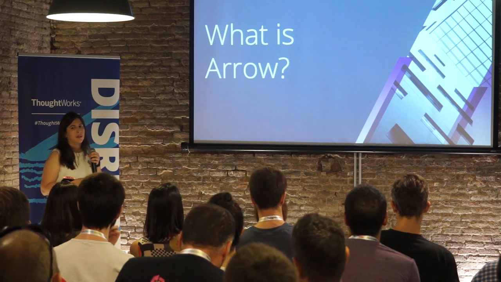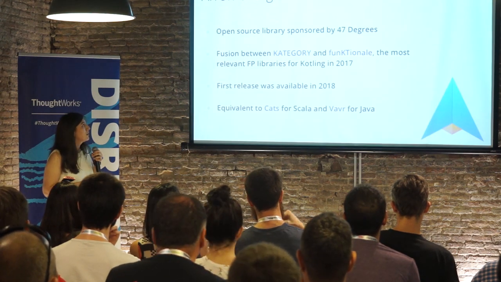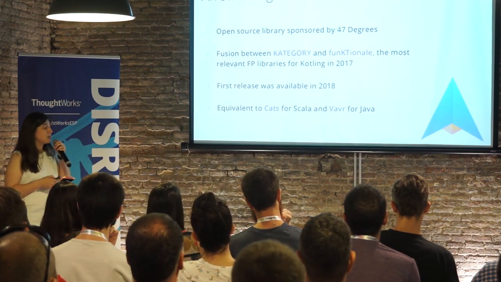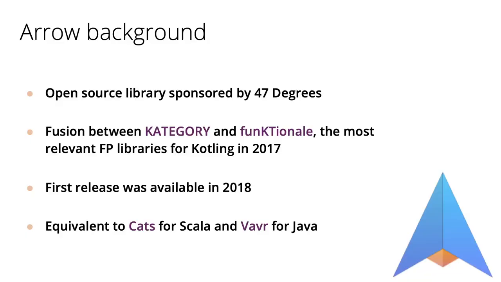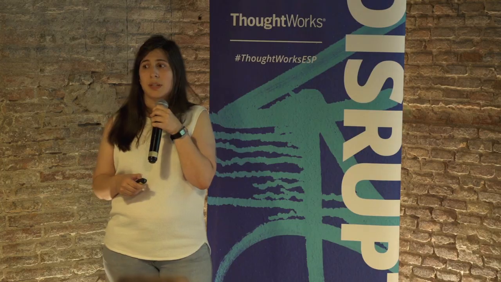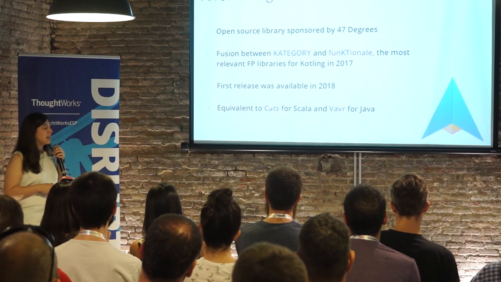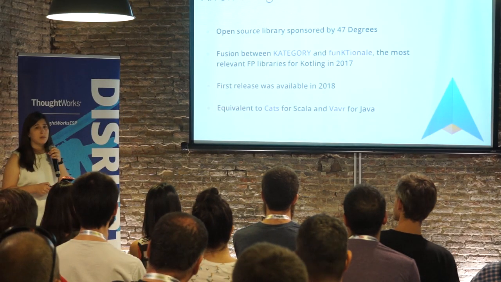So now enters Arrow. Arrow is an open source library sponsored by 47 Degrees. It's a fusion between Kotlin and functional programming, and it's really, really new. Its first release was in 2018. It's the equivalent of Cats for Scala and Vavr for Java.